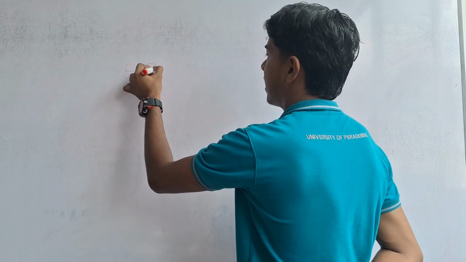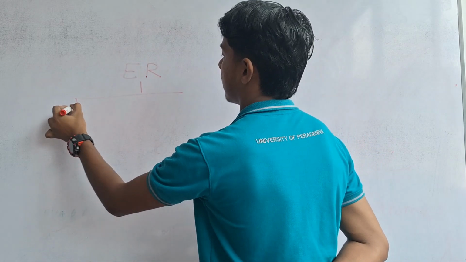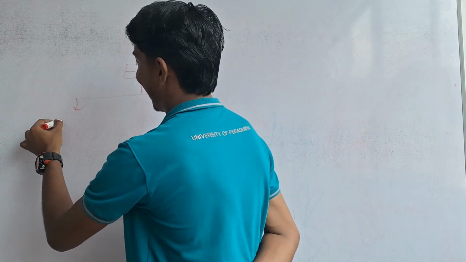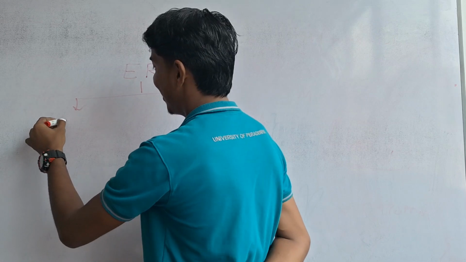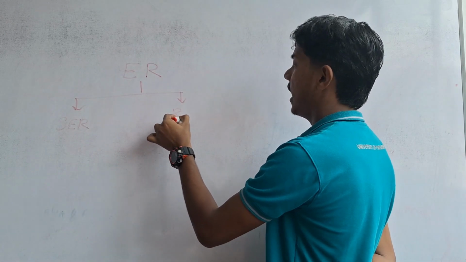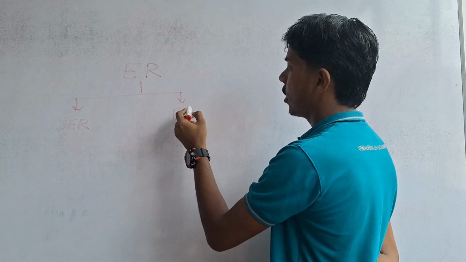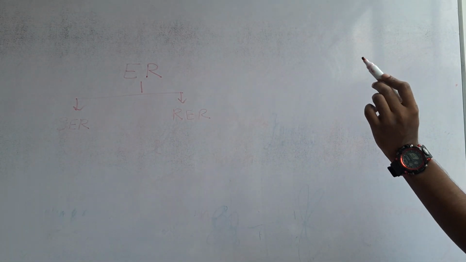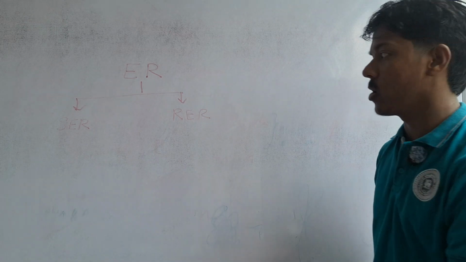Okay, next one. What is the meaning of ER? Endoplasmic reticulum. Very good. Endoplasmic reticulum is mainly divided into two: smooth endoplasmic reticulum and rough endoplasmic reticulum. The main difference between smooth and rough endoplasmic reticulum.